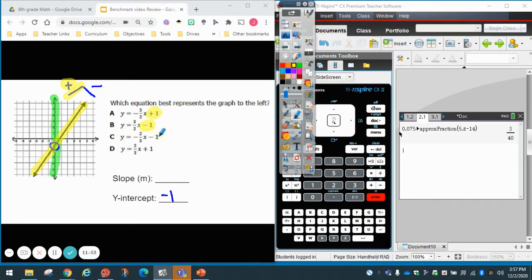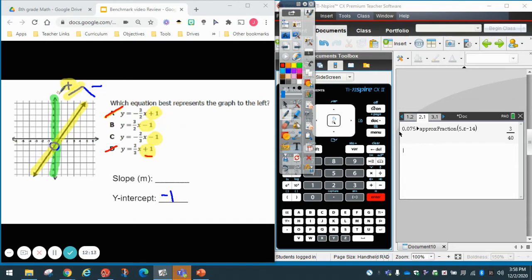This one doesn't have a letter. This one doesn't have a letter. And this one doesn't have a letter. So these are my y-intercepts. Now remember that my y-intercept is a -1. So my answer cannot be letter A. And my answer cannot be letter D because the y-intercept is a positive one.